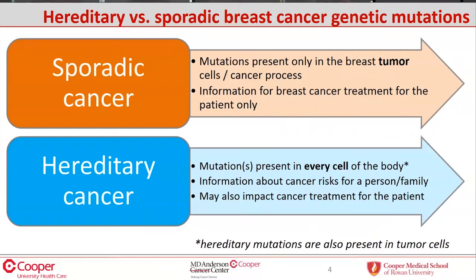But sometimes there are clues that genetics folks can use to try to figure out which ones those are, or do some genetic testing to try to tease that out. But the difference here also is with hereditary cancer, if you know what that mutation is, not only can you use that information potentially to impact cancer treatment, including breast cancer, but it also impacts what we know about risks for a person, for cancer down the road, or for a family. So it's a little bit different.